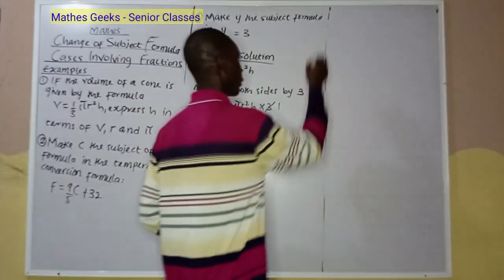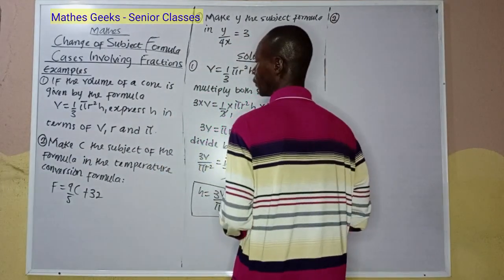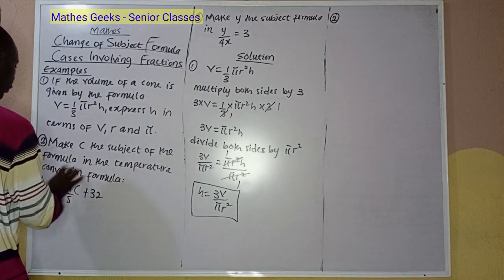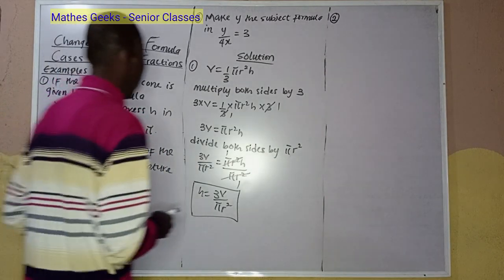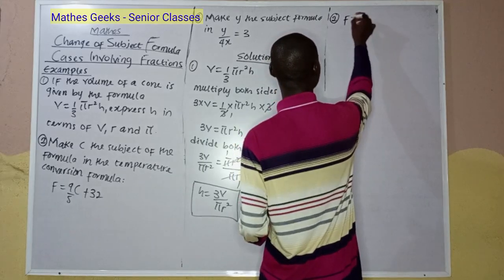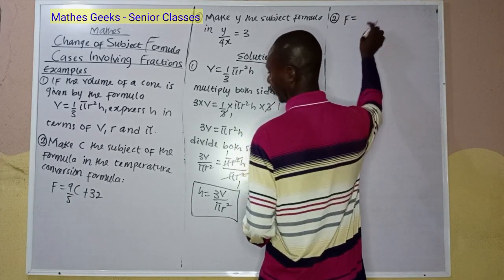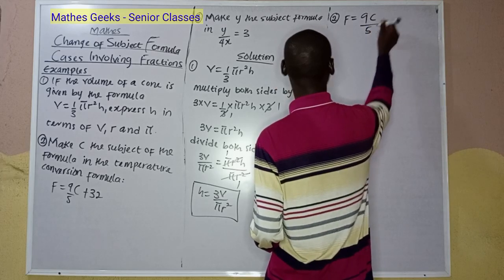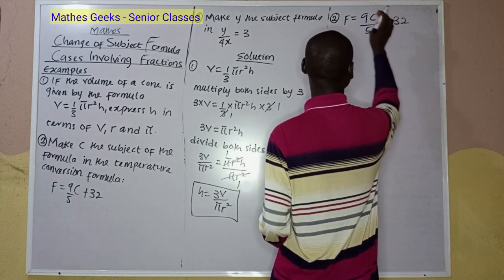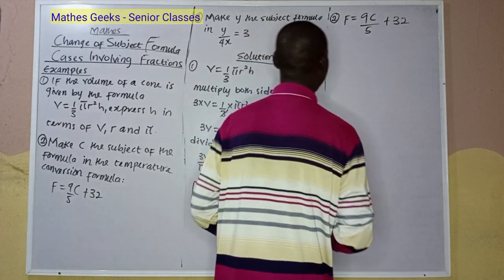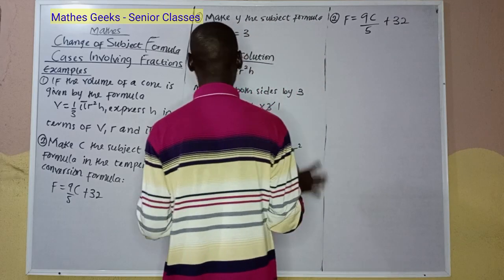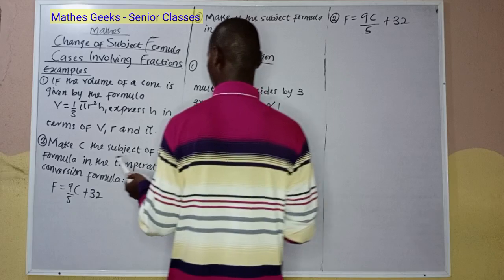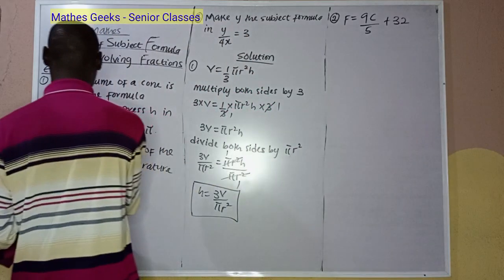Let's proceed to number 2. So number 2, it says make C the subject of the formula in the temperature conversion formula. This is the formula. F is Fahrenheit equals to 9C over 5 plus 32, where C is Celsius and F is Fahrenheit. They are both units of measuring temperature. So we want to make C the subject formula.